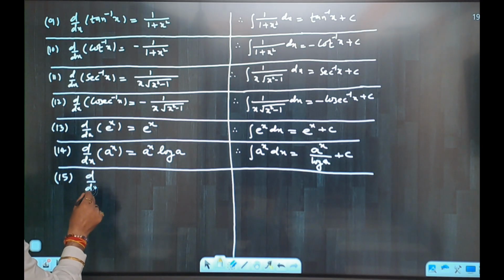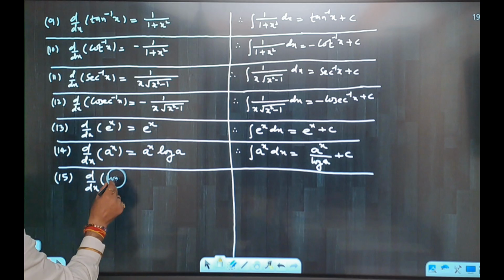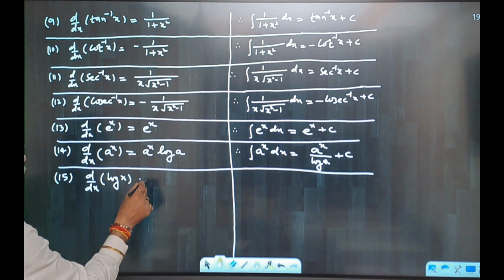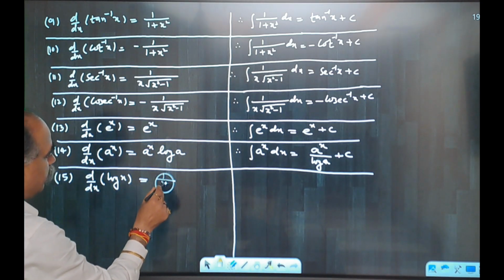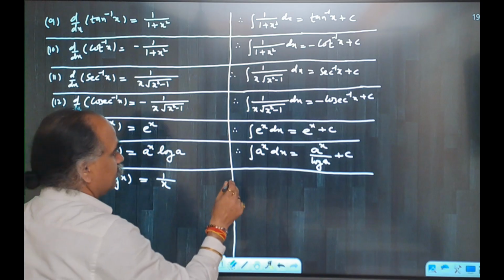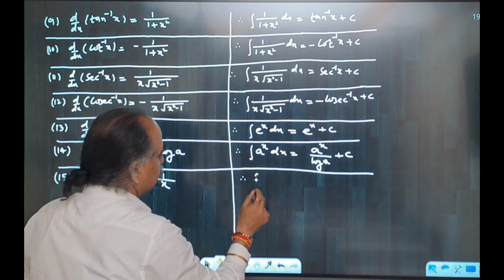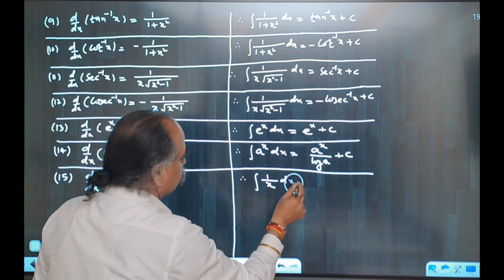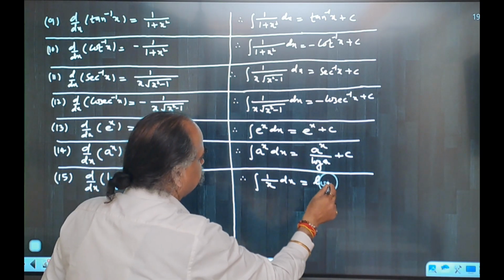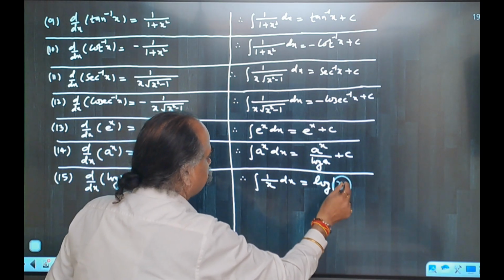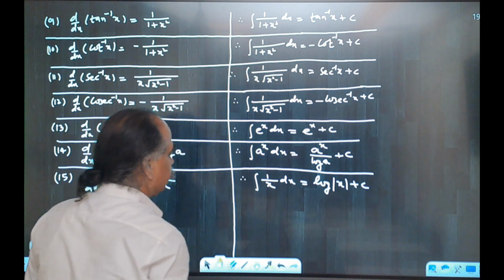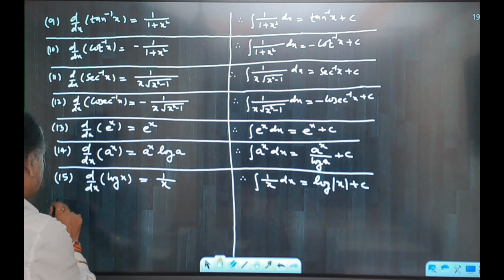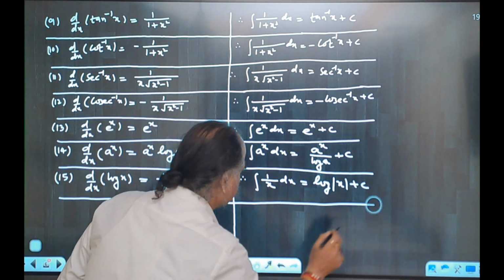Derivative of log x is what? 1 upon x. Therefore, integral of 1 upon x with respect to x is what? Log of mod x plus c, because log of negative number is not possible.